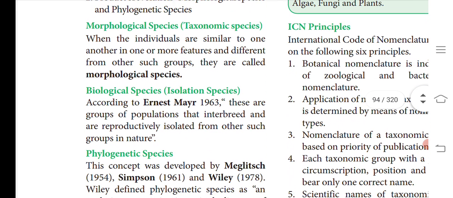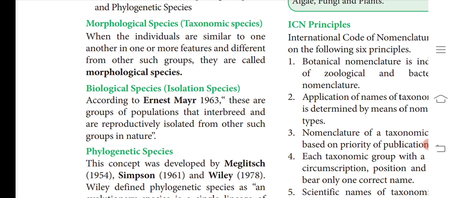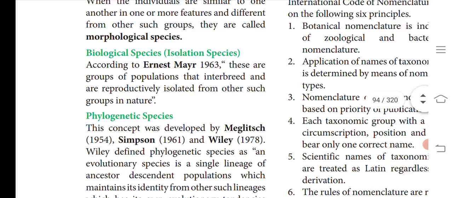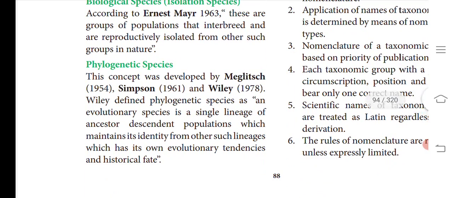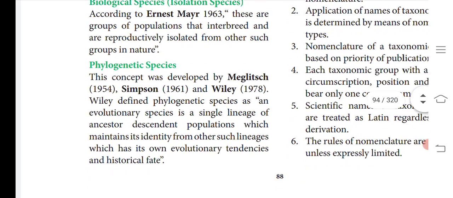Then morphological species, or taxonomic species: when individuals are similar to one another, looking alike, and different from others, they are called morphological species. Biological species, according to Ernst Mayr: the group of populations that interbreed among themselves and are isolated reproductively. Okay, they are reproductively isolated groups, then they are called biological species.